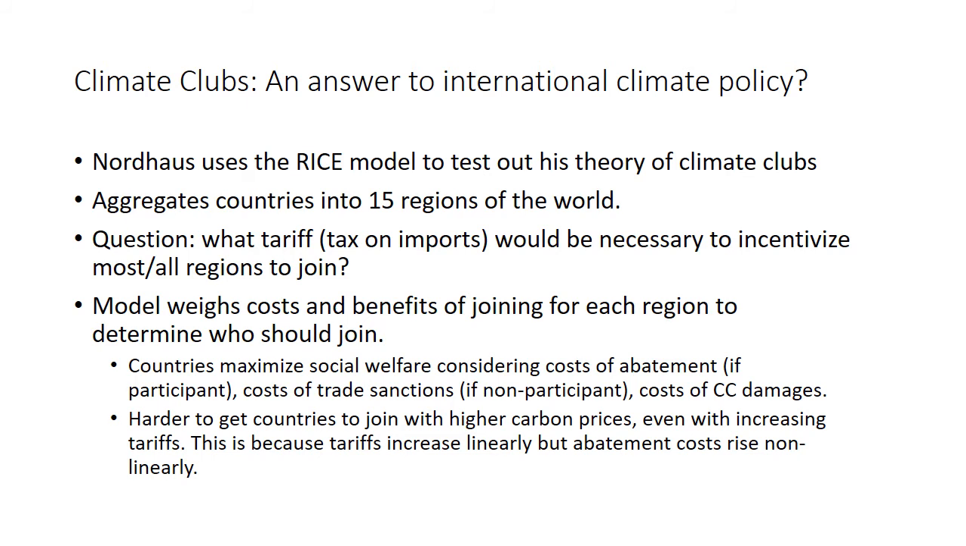It's harder to get countries to join with higher carbon prices, even with increasing tariffs, and this is because tariffs increase linearly, but abatement costs rise non-linearly. As the carbon prices rise, you have more incentive to not join, and it's harder to get countries to join, even with increasing tariffs, because the tariffs rise linearly, but with the carbon price increasing, you have to abate more, and those abatement costs increase faster than the tariffs increase.